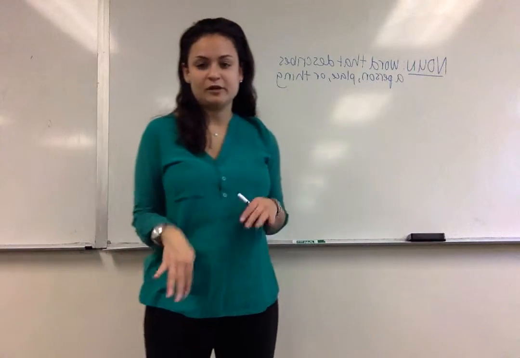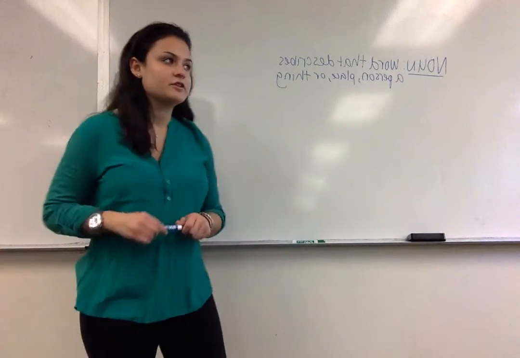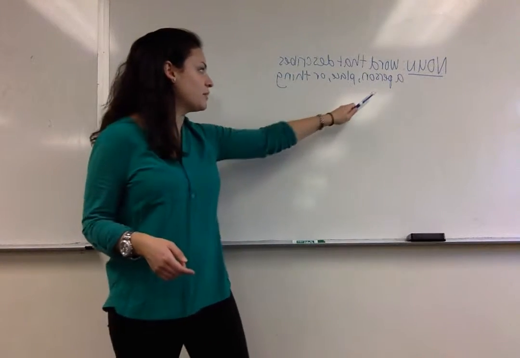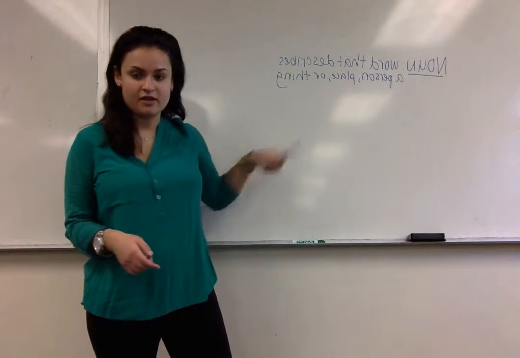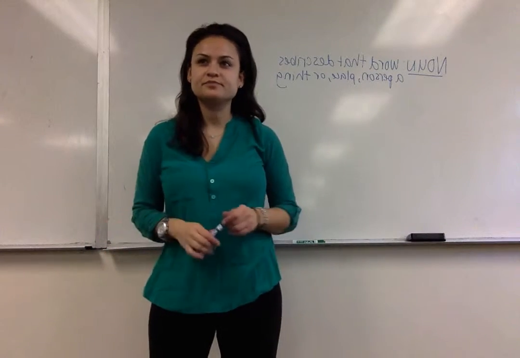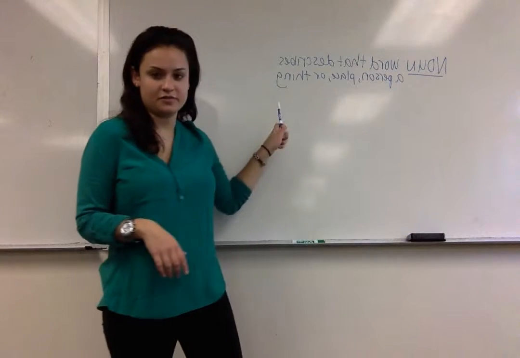And yesterday we started off by learning about nouns, right? So let's review. I wrote the definition on the board. A noun is a word that describes a person, a place, or a thing. Okay, so let's try to remember some examples we thought of yesterday. Let's do each of the three categories.